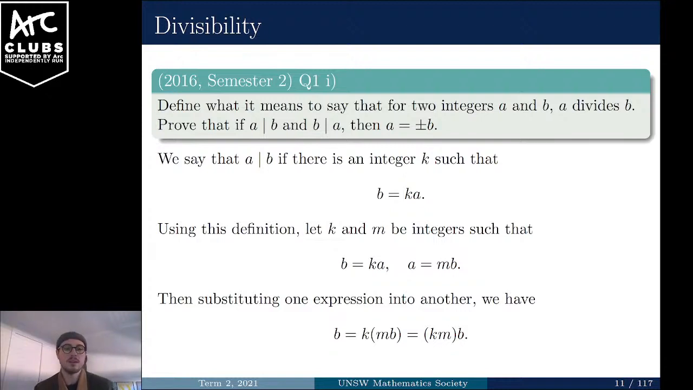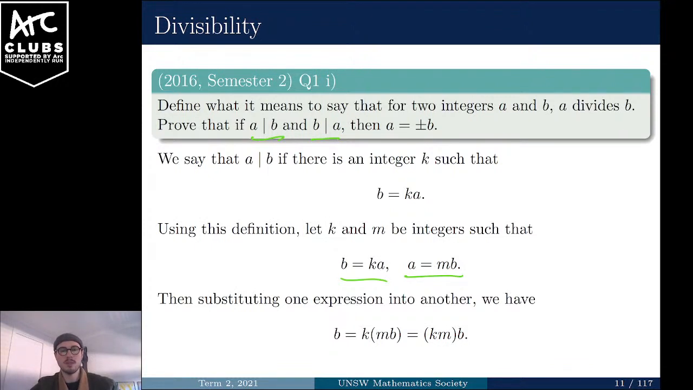So we say that A divides B if there's an integer k such that b is equal to k times a. That's the definition. Now, using this definition, let k and m be integers, so we're doing the same thing the other way around. b is k times a, and the other way around, a is m times b. So these are two distinct integers, k and m. And just to be clear, this is coming from here, and this is coming from here.